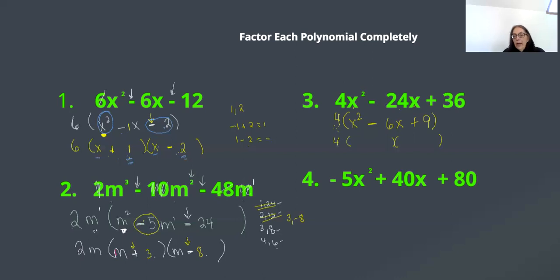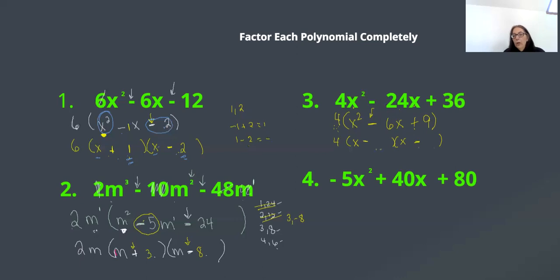X times x gives us x squared. Now, when I look at this back term, it's positive. Well, a positive times a positive is a positive, and a negative times a negative is a negative. So to determine if we use 2 positives or 2 negatives, you look at the middle term. The middle term is negative, so we're going to use 2 negatives. So when we add a negative and a negative, we're going to get a negative. When we multiply a negative times a negative, we're going to get this positive.